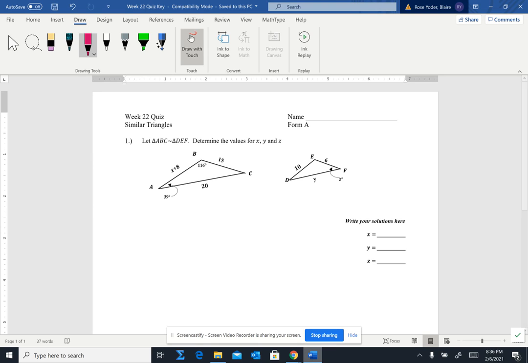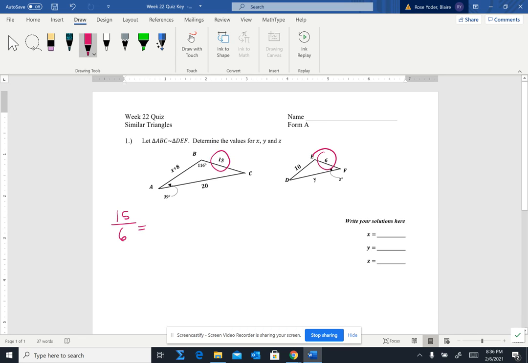Let's go over the week 22 quiz. So the first problem, the two triangles were already drawn for you. In my opinion, the key detail was finding the two sides that both had numerical lengths so that you can compare those with each other. Some people used scale factor, but the most common way to solve this was to set up a proportion.